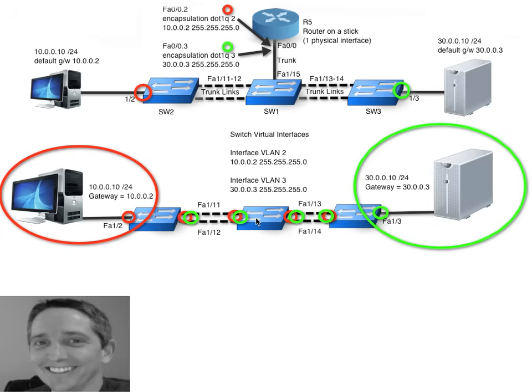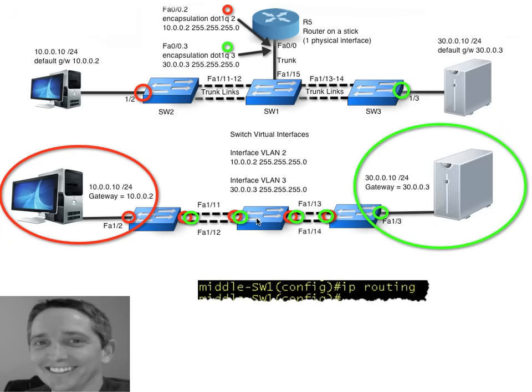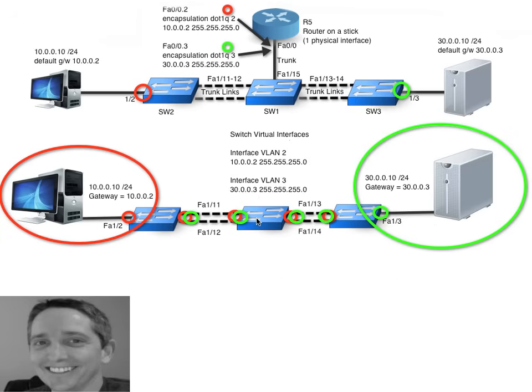There's a couple processes here that have to happen. One is we need to enable IP routing on the switch. By default, on most switches that are capable of doing layer 3 forwarding, the command ip routing is turned off. So we'll need to turn that on. And then secondly, we need to create out of thin air a layer 3 address that this guy here can use as his default gateway, the 10.0.0.2 address.